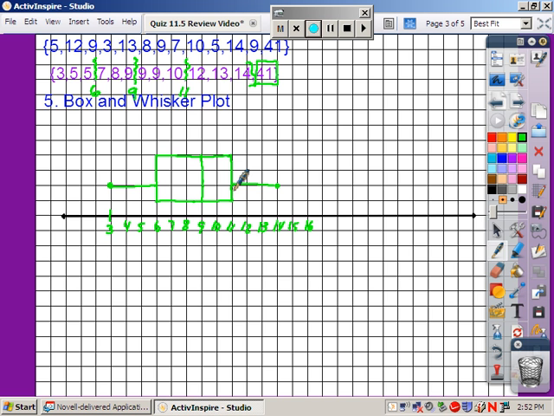The only thing is, what do we do with that 41 up there? Well, for the most part, it isn't really part of the box and whisker plot data at all. The only thing that does matter is you should actually sort of include it.